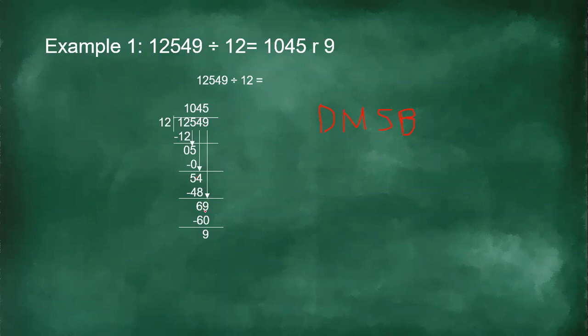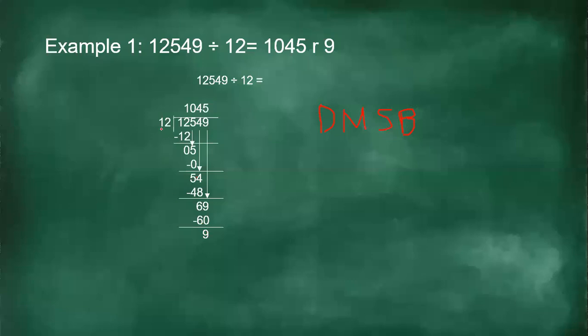Now we know that 69 is not a multiple of 12. And since 69 is not a multiple of 12, we're looking for the multiple of 12 which is closest to 69, which is 60, which is what? 12 times 5. So we write here 5. 5 times 12 is 60. 69 minus 60 is 9.